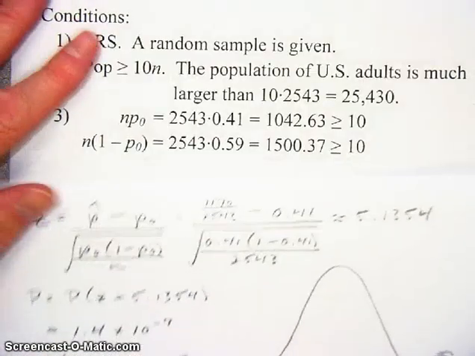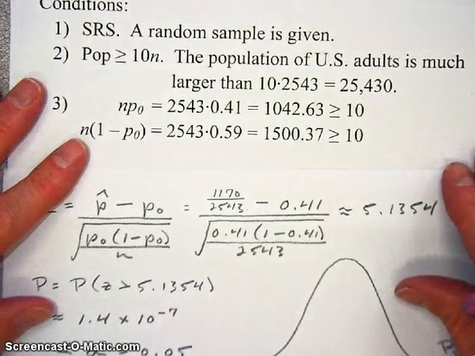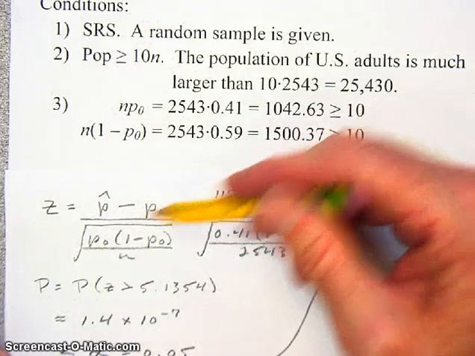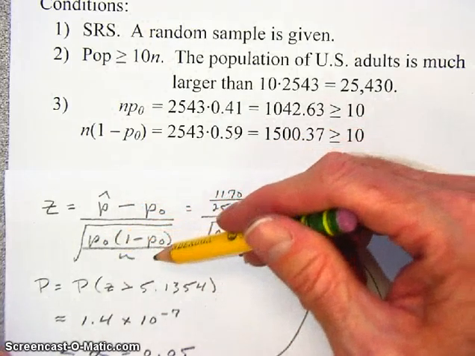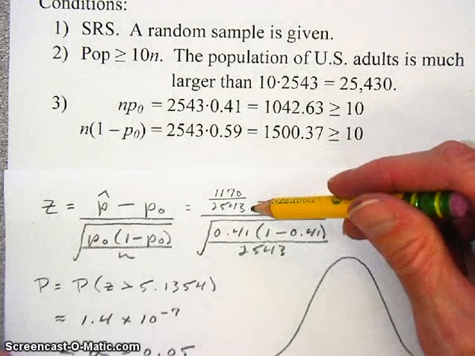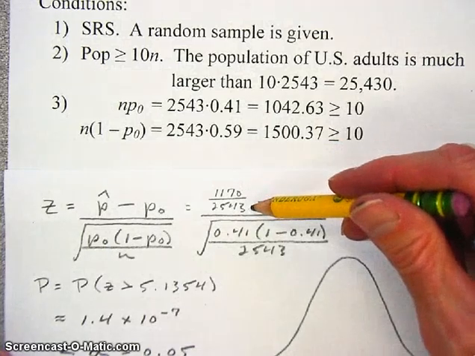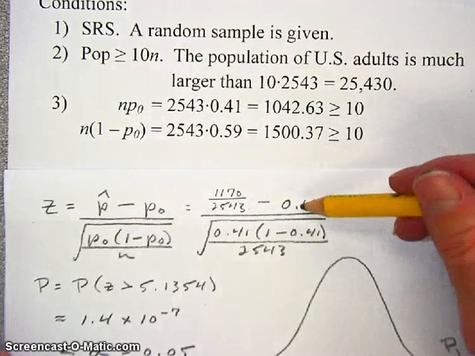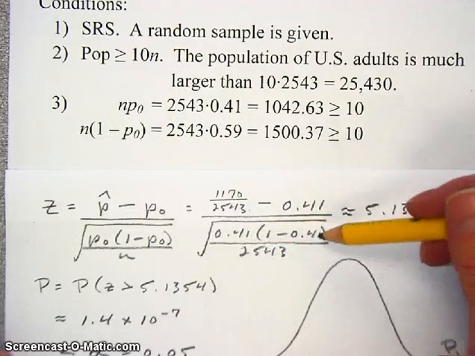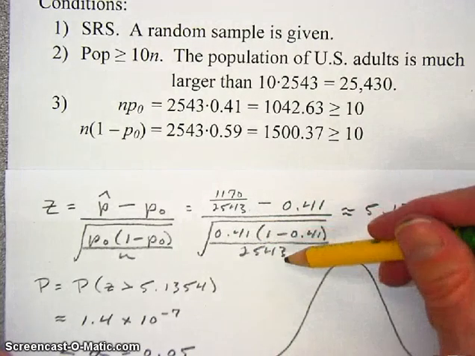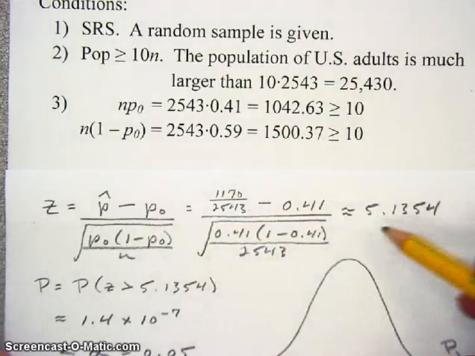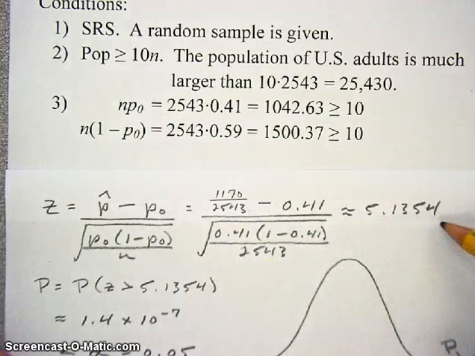Now, when we conduct this test, we have to calculate a test statistic. This is the formula you saw before: p-hat minus p-naught over the square root of p-naught times 1 minus p-naught over n. Plug in everything. P-hat is 1,170 over 2,543. P-naught is 0.41. It goes here, here, and here. And then the sample size is 2,543. When we simplify that expression, we get 5.1354.